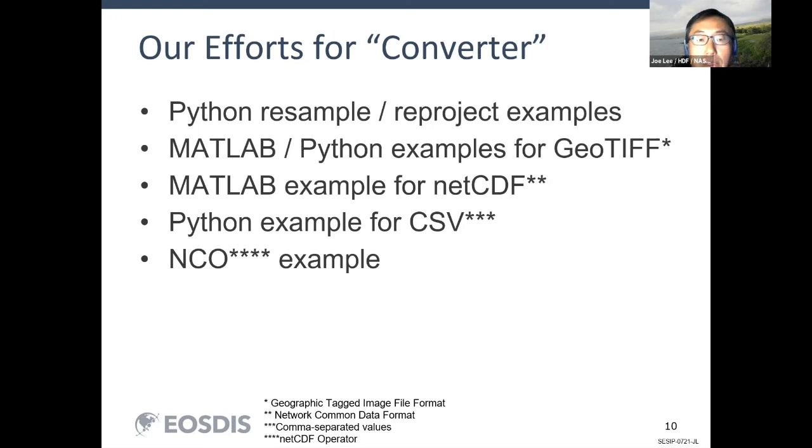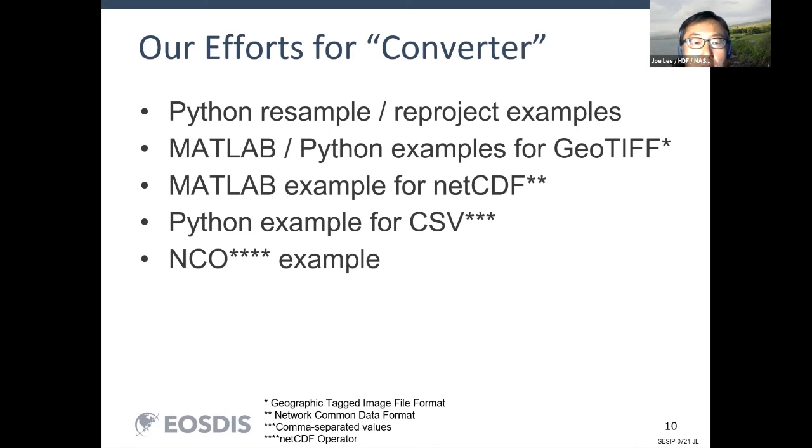Again, typical imaging-based machine learning always requires standardized input on a 2D grid. Therefore, we added Python resample and reproject examples. Second, although GDAL and HEG can convert many HDF products, users want to save data in GeoTIFF directly from scripting languages like Python and MATLAB. So we added those examples as well.